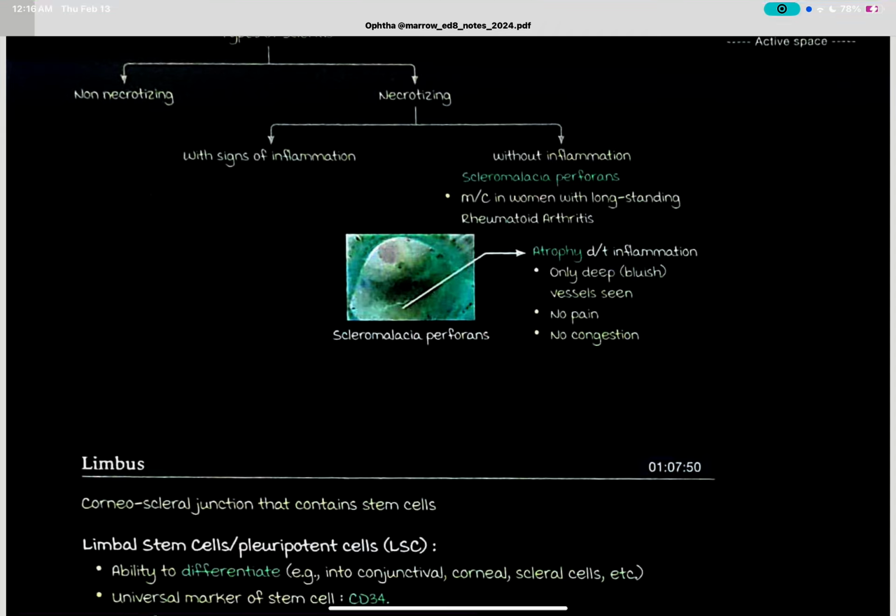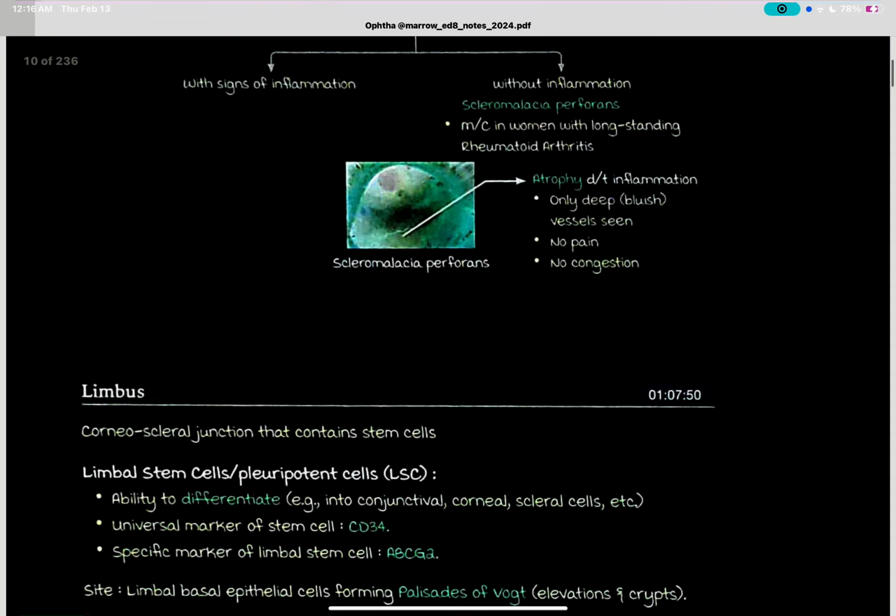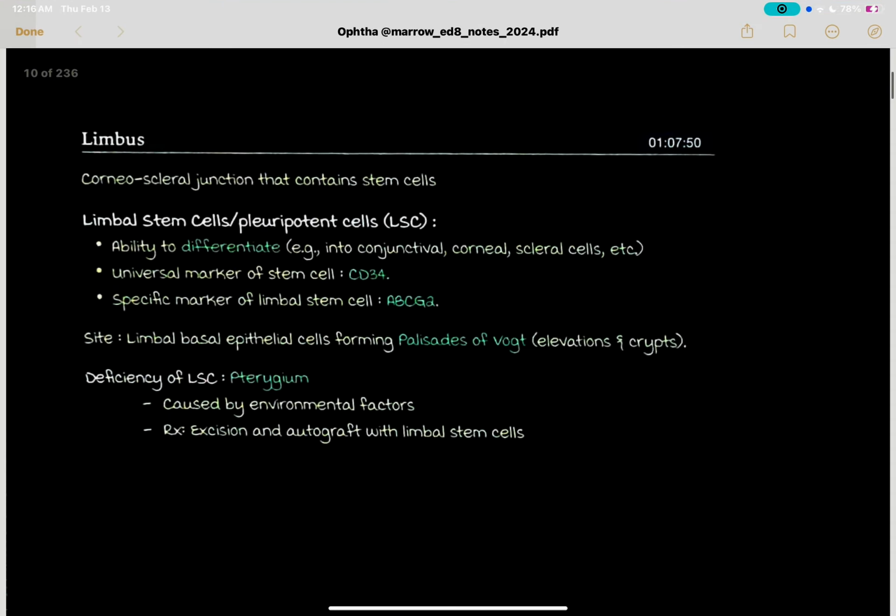It almost looks like there are 2 pupils in the eye. That is your scleritis.